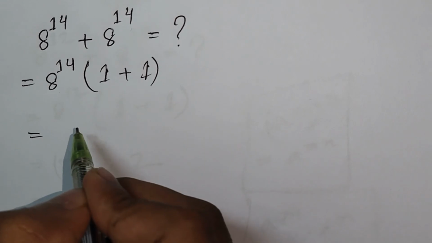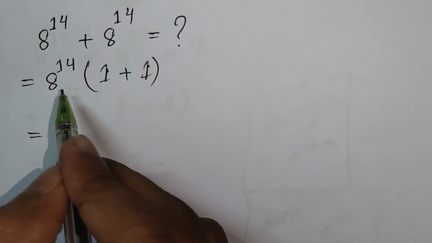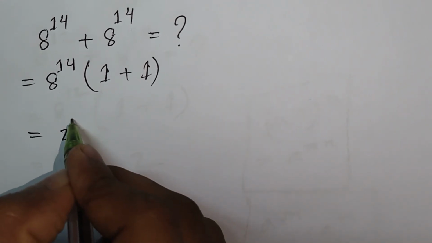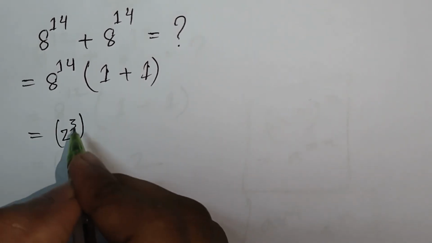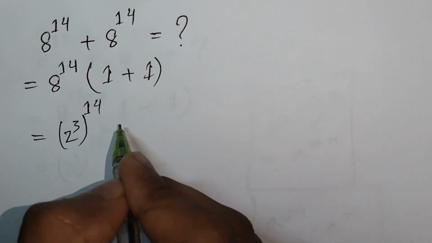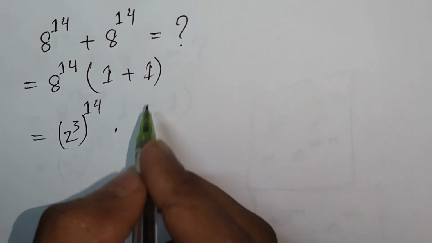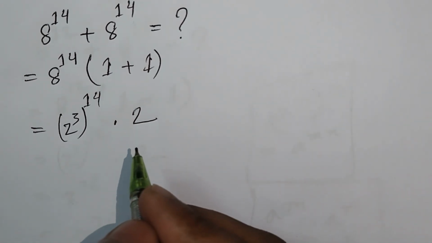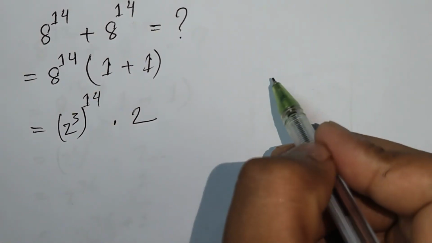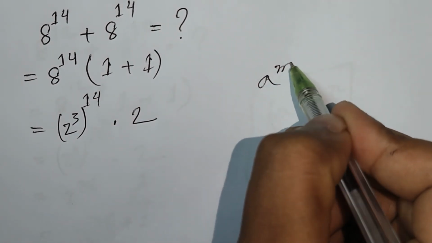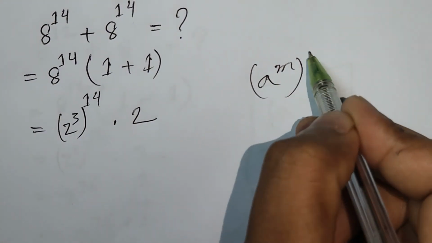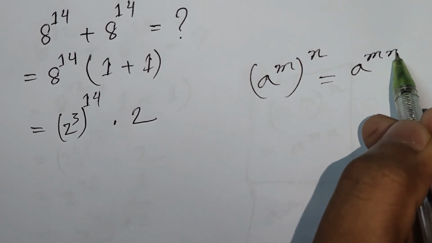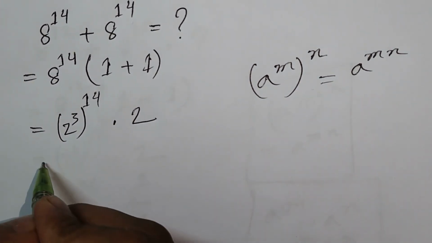So we can write here 8 power 40 is the same as 2 power 3 bracket 14 times 1 plus 1, that is 2. Here we can apply this exponential rule that a power m bracket n is the same as a power mn. So we can apply this exponential rule.